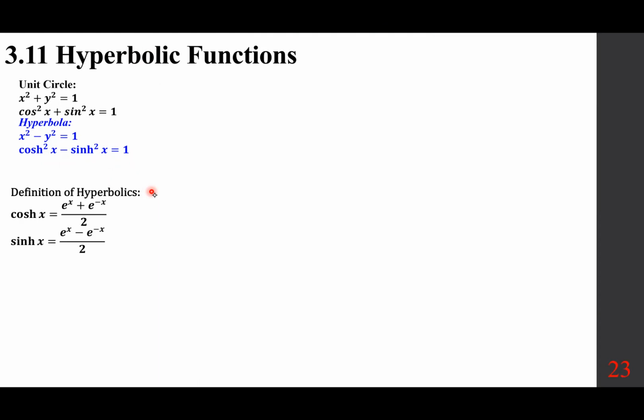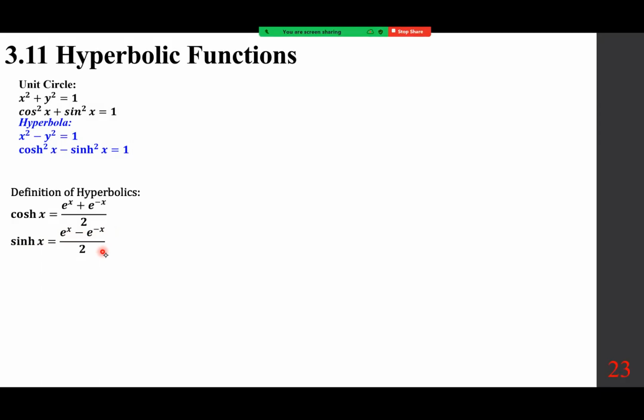Now, by definition, hyperbolic cosine x equals e to the power of x plus e to the power of minus x, over 2. Sinh, hyperbolic sine, by definition is e to the power of x minus e to the power of minus x, over 2. This is by definition. And then a few things follow.